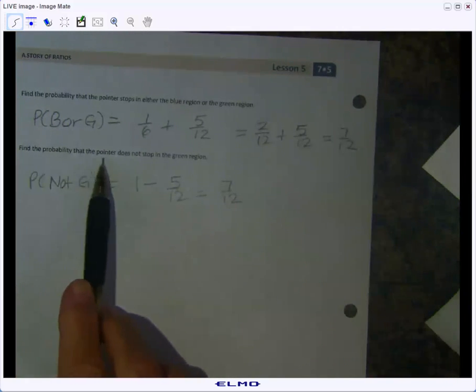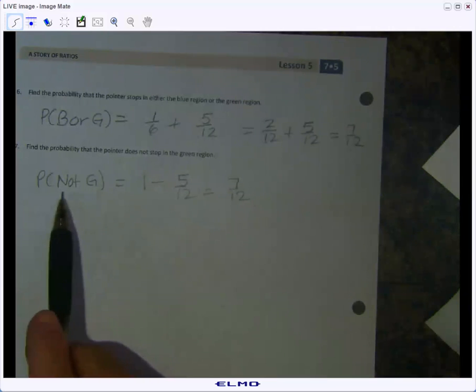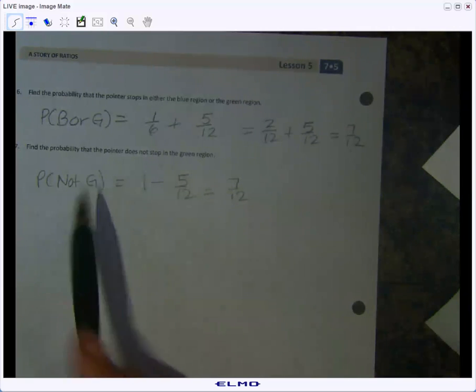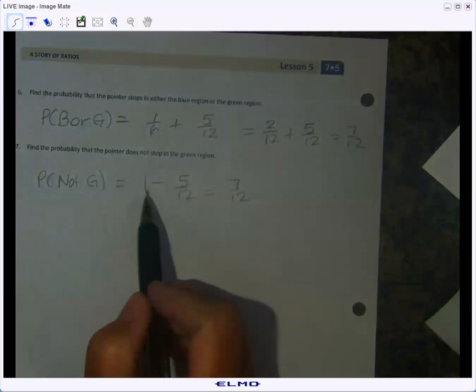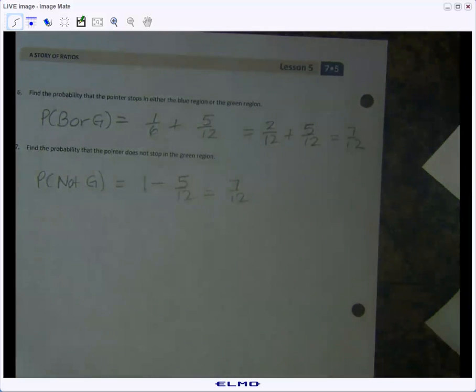Find the probability that the pointer does not stop in the green region. So that's the probability of not green. All right, if you get not green, then all you have to do is subtract from 1 the probability of green, and that would be 7/12.